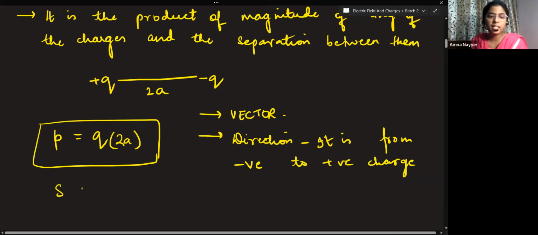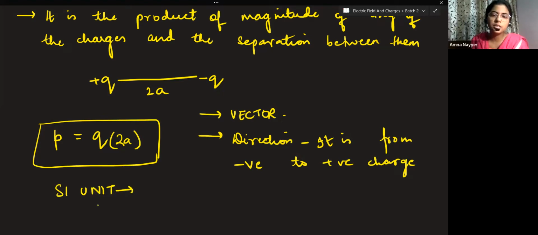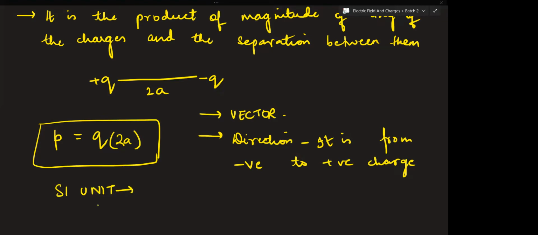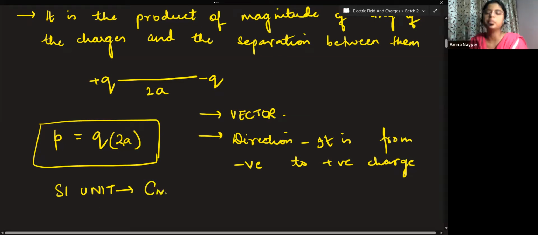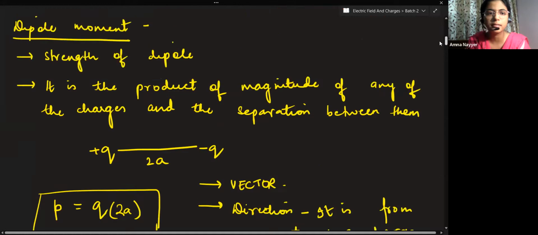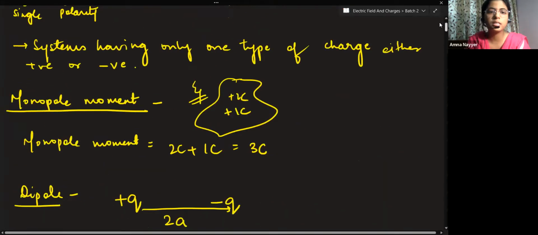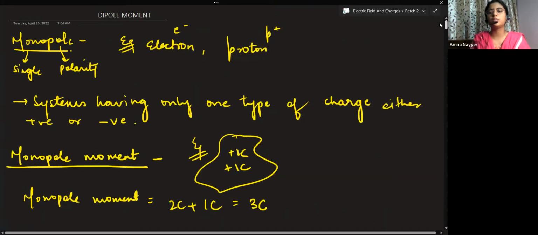Also, if I tell you its SI unit, what is the SI unit of charge? Coulomb. And 2A? Meter. Meter, yes, right. Because 2A is the separation distance, and distance we have as meter. So it will be Coulomb meter. This will be the SI unit. All right, basics is clear. Then we'll do questions. It will get clearer. Just note down these points as well. If time permits, we'll do a question also. Basic question, formula-based question.